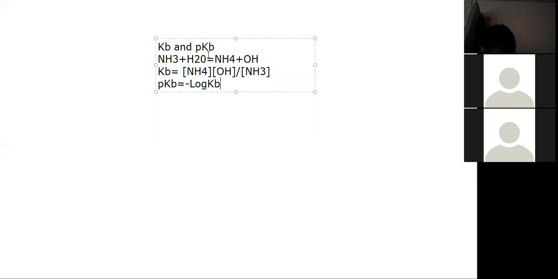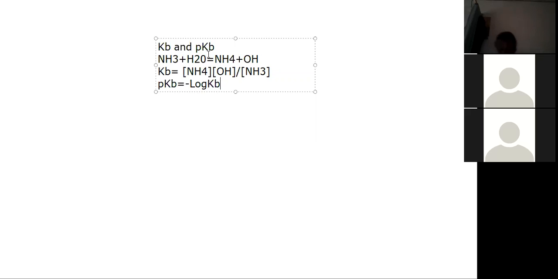At a constant temperature of 298 K, Kb is 1.7 times 10 to the power minus 5 mole per dm cube. So that is it. It's the same principle. The higher the Kb and the lower the pKb, the stronger and more dissociated the base. So it's the same thing like we did for the acid, just the transfer of knowledge.